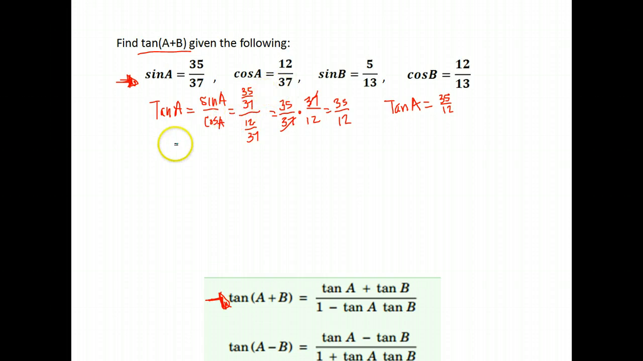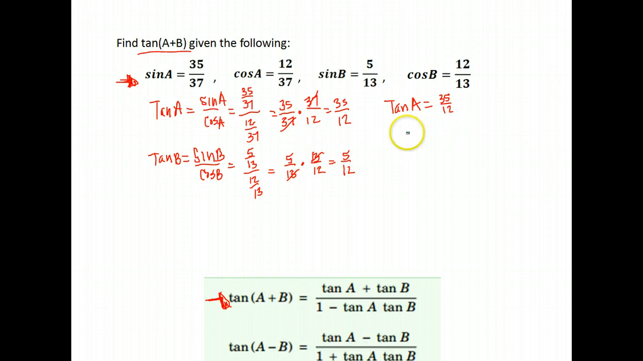We also need to find tangent B. So now let's find tangent B in a similar way. We're going to do the sine of angle B over the cosine of angle B. The sine of angle B is 5/13. The cosine of B is 12/13. Again, to divide fractions, we invert and then multiply. So we have 5/13 times 13 over 12. The 13's cancel, and we're left with tangent B is 5/12.